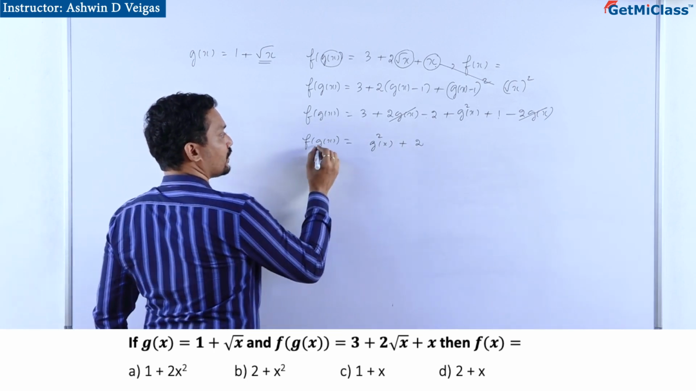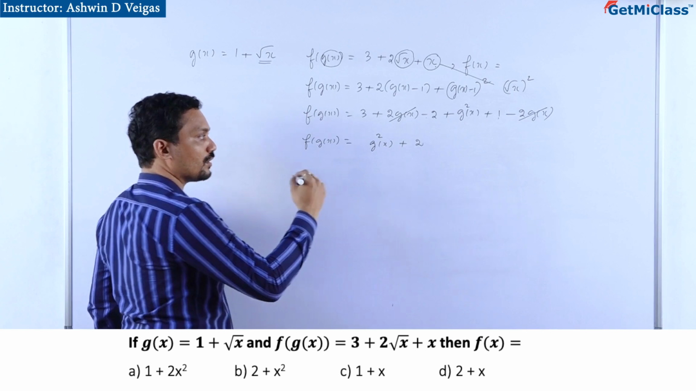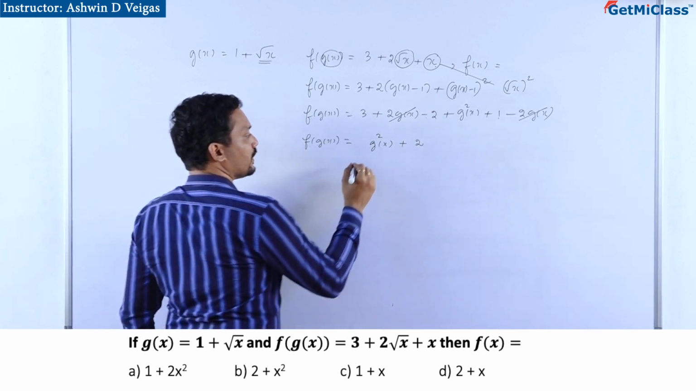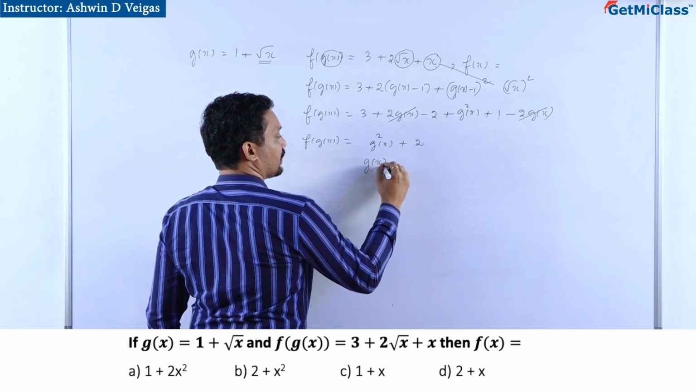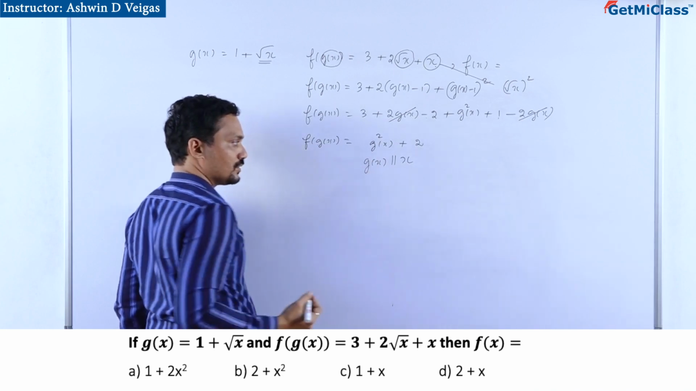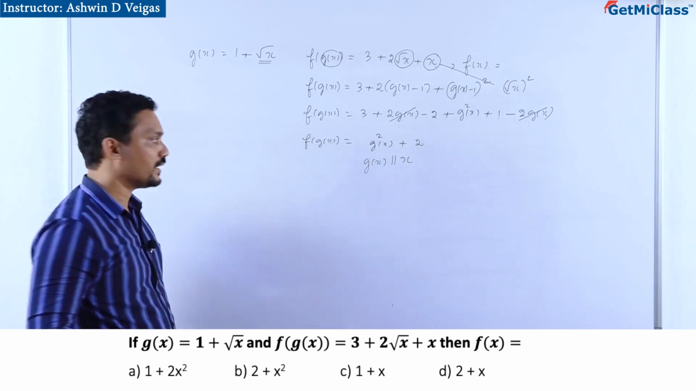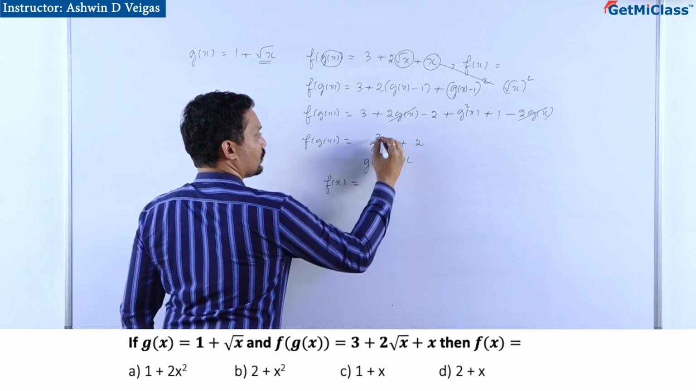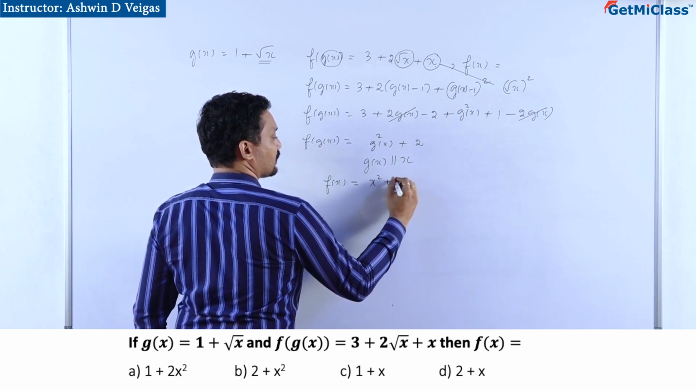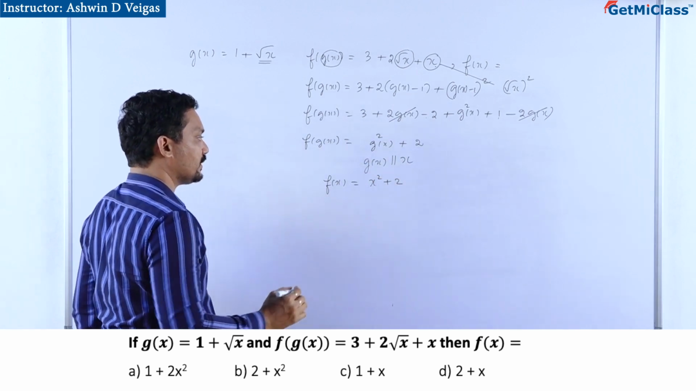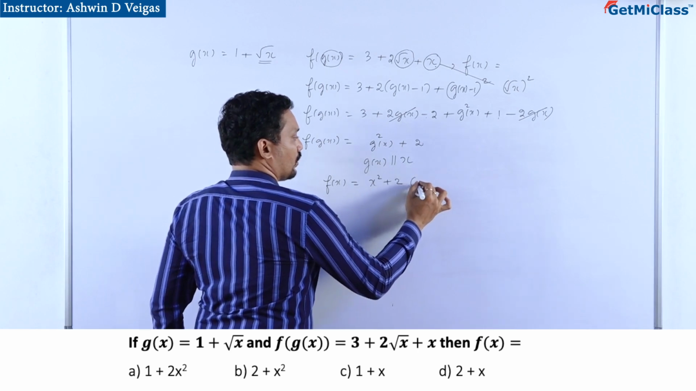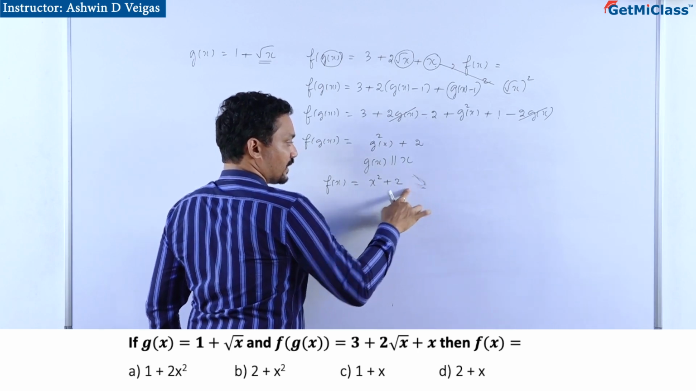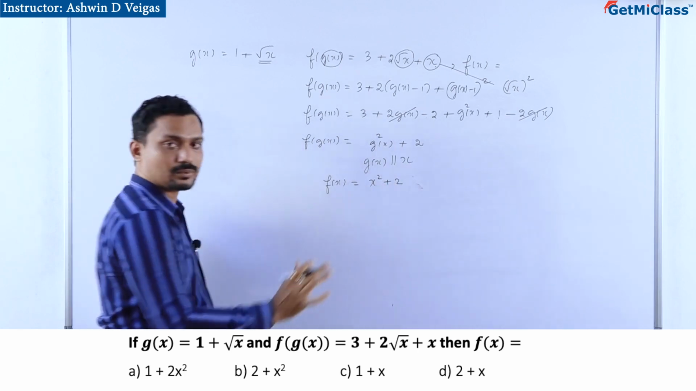Now, what you do is, g of x is common on both sides, we will give it a name, we will replace g of x by, let us say, just x. So, we will just replace that g of x by x. That time we get f of x is equal to x square plus 2. So, we can see that x square plus 2 is the right option.